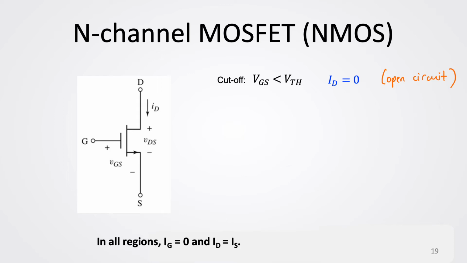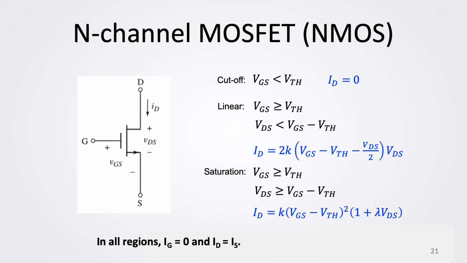Now, there are three regions of operation for the NMOS. The first one is the cutoff region. The NMOS is in the cutoff region when the gate to source voltage VGS is less than the threshold voltage. At this point, ID is equal to 0, and so the transistor acts like an open circuit.